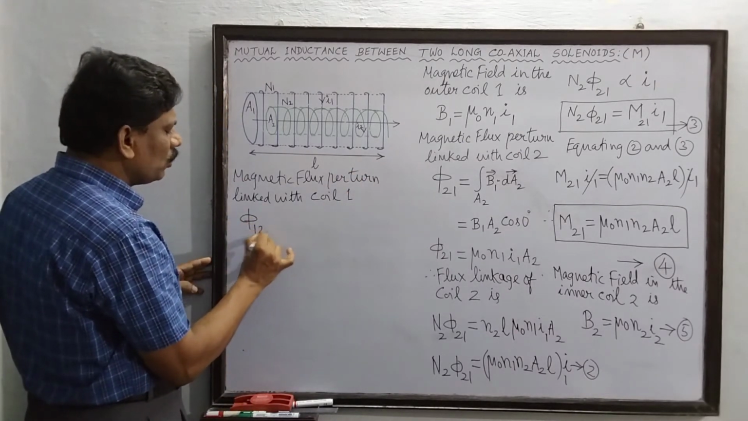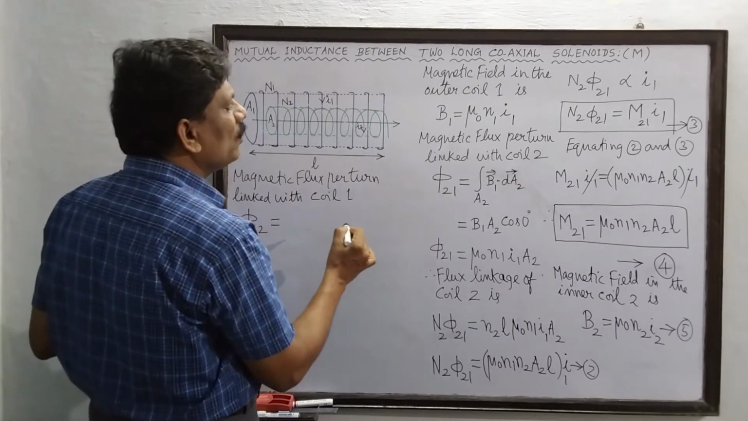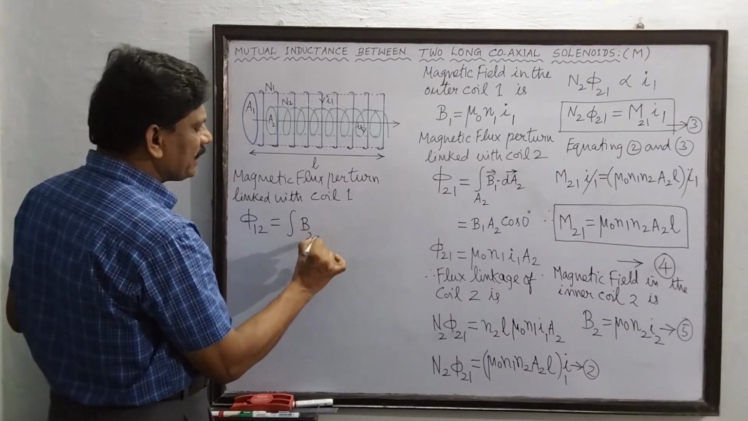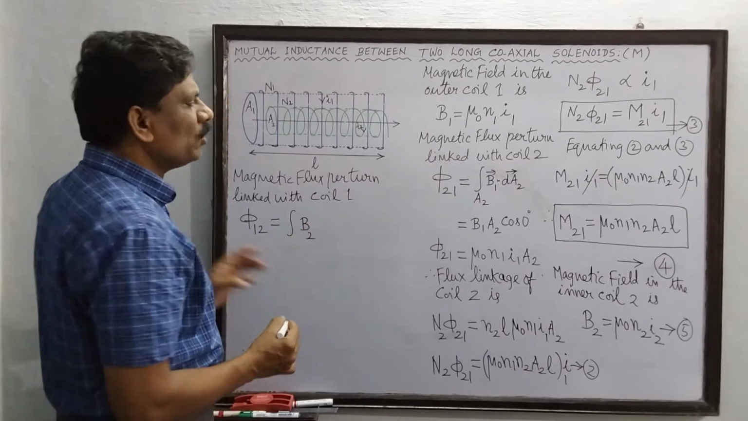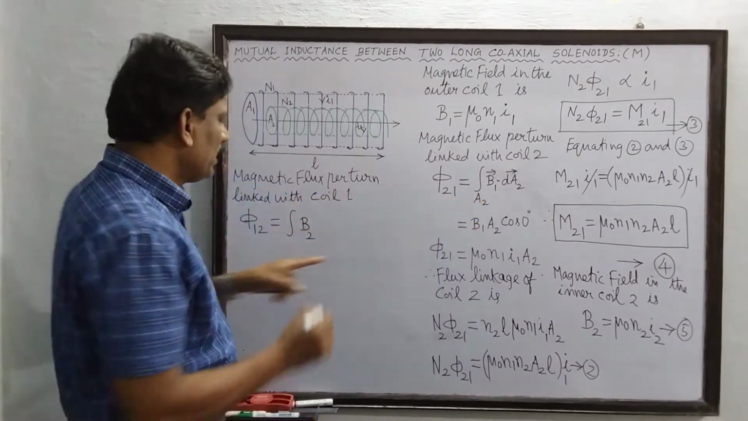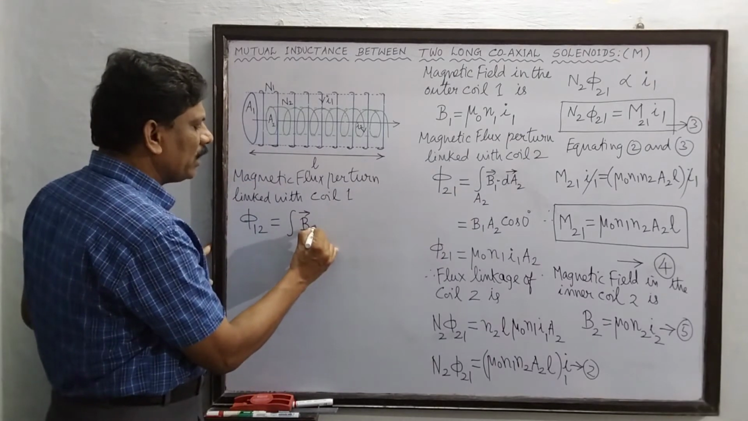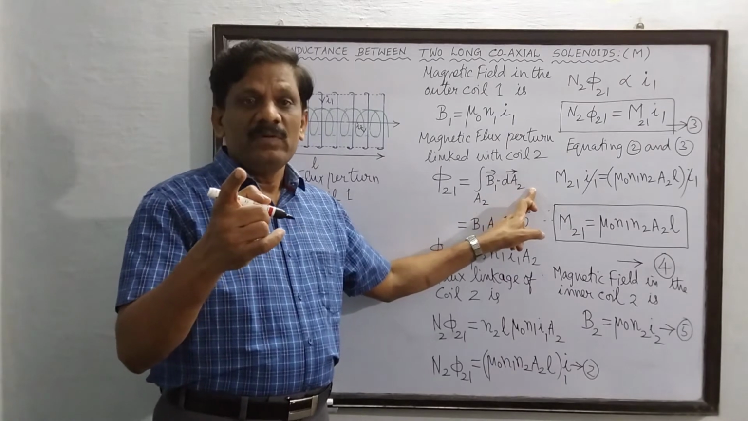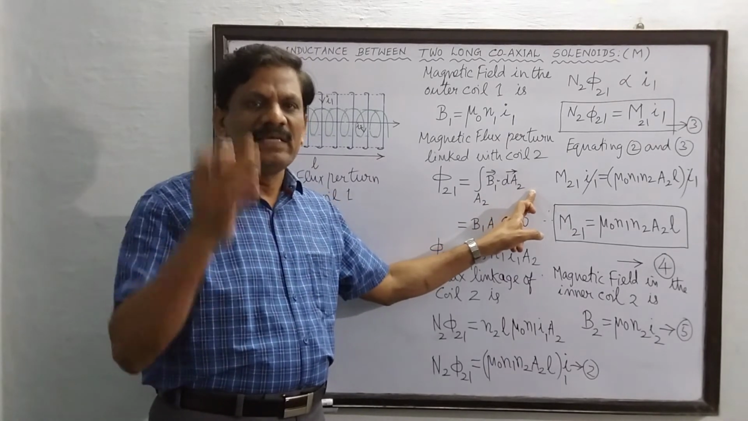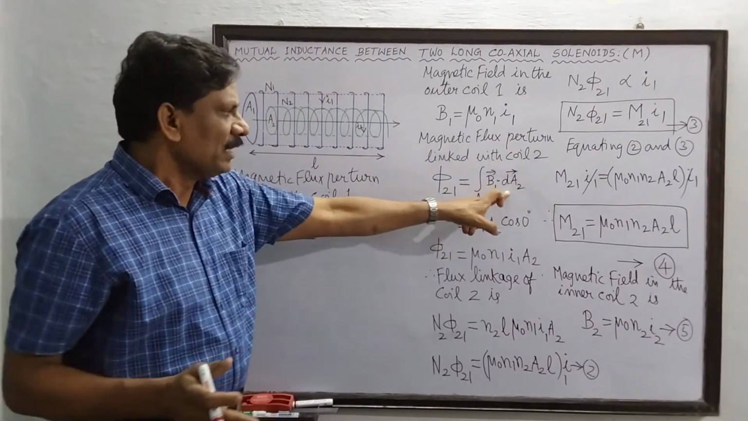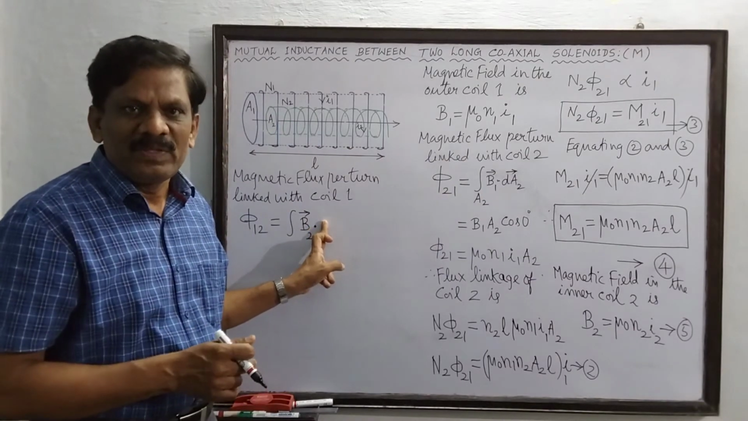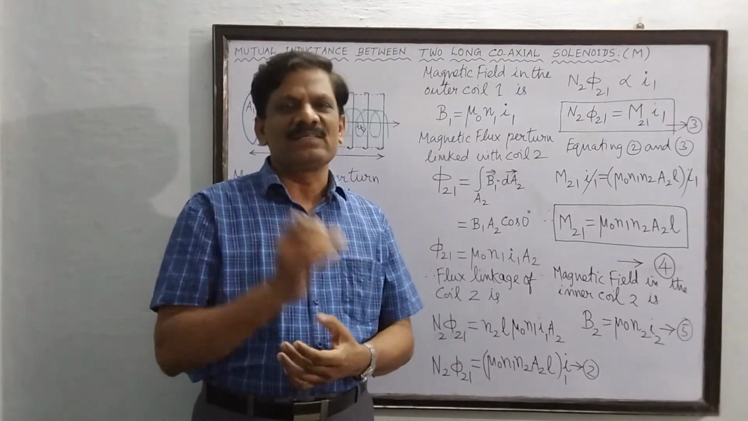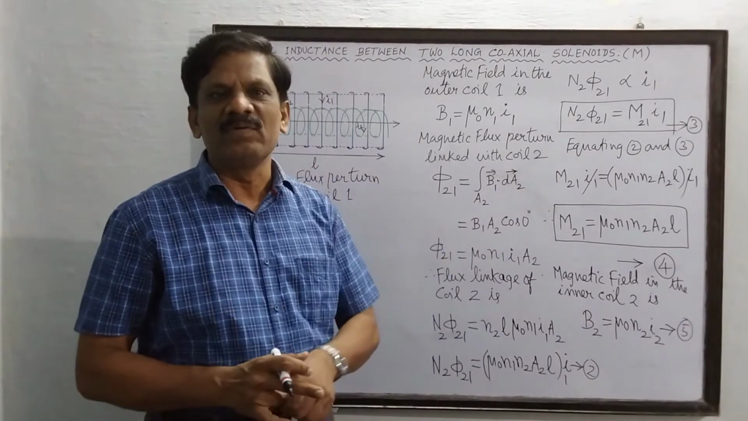So this must be denoted by phi 1 2. So this must be equal to the integral of, now the second coil's field is B2. In place of B1 I am substituting B2 dot. Here, instead of dA2, anyone's mind will immediately write dA1 here. But you be very careful, students. Here also we are going to write the same area only.